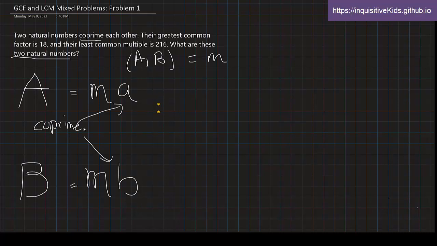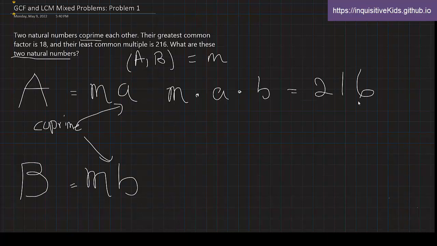Now, what else do we know from the problem? We also know that these two numbers' least common multiple is 216. So basically, what we have here is that to find their least common multiple, we need their greatest common factor times a times b, and that gives us 216.